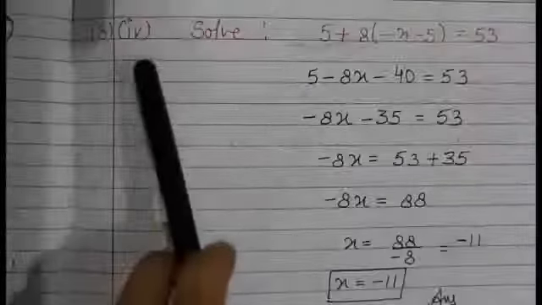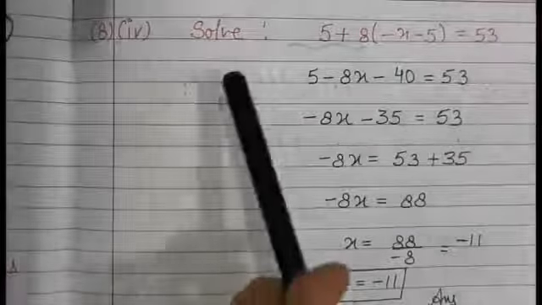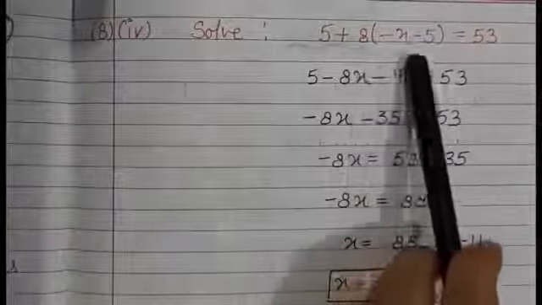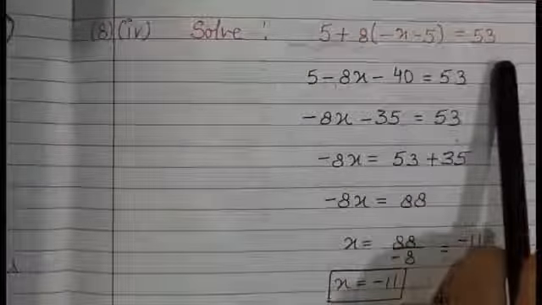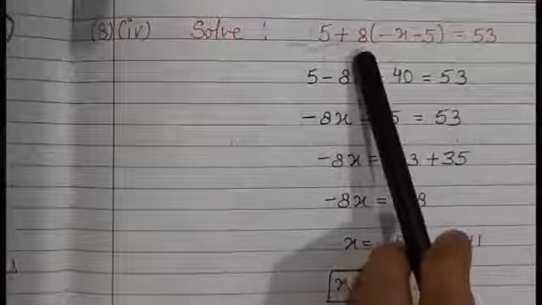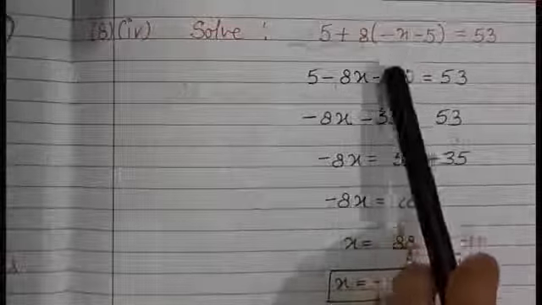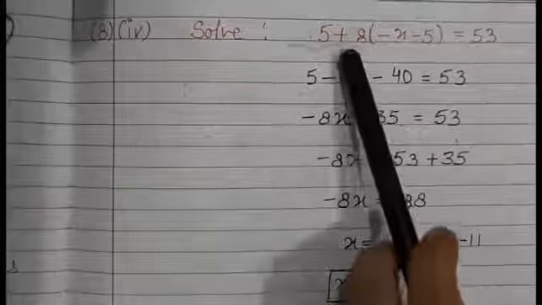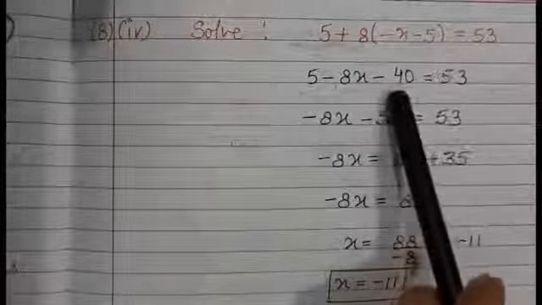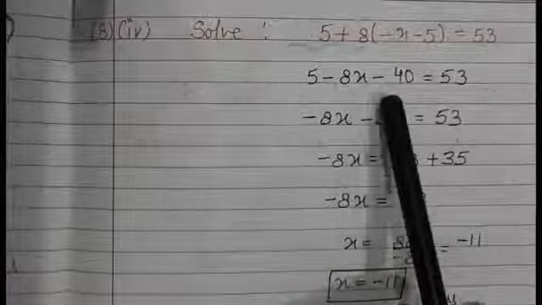Now 8th numerical, fourth part of the same exercise. We have to solve 5 plus 8 times (minus x minus 5) equals 53. First open the bracket: plus 8 should be multiplied with minus x, it will be minus 8x, and plus 8 multiplied with minus 5 will come as minus 40. So the equation becomes 5 minus 8x minus 40 equals 53.